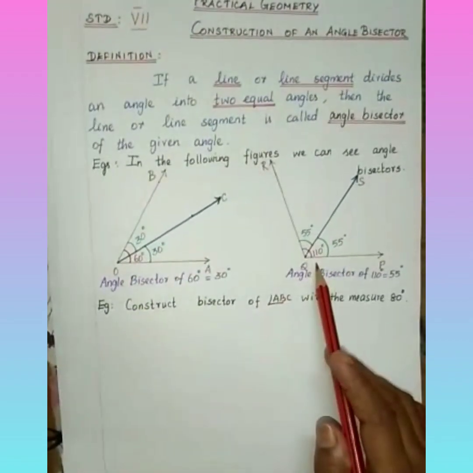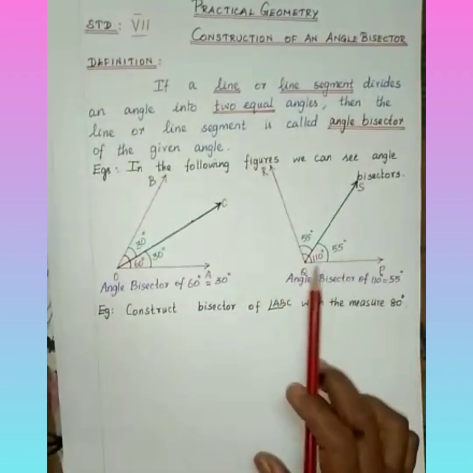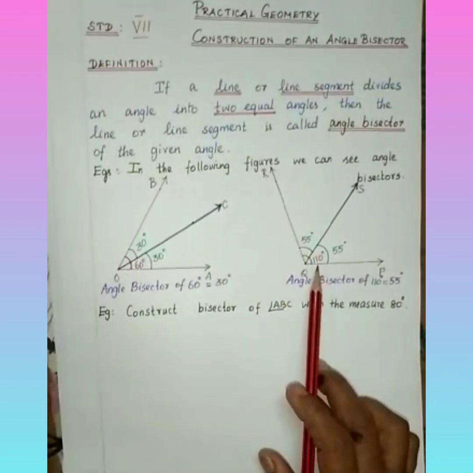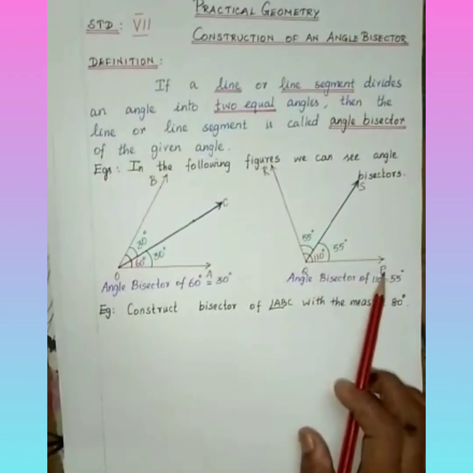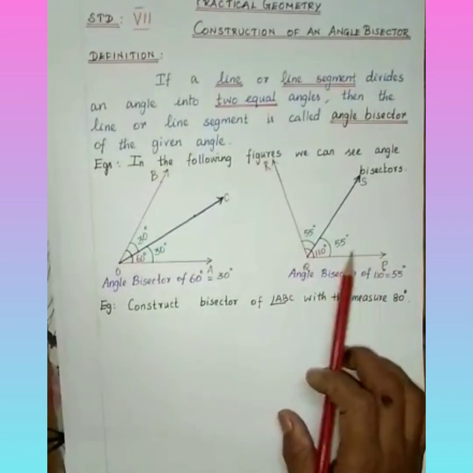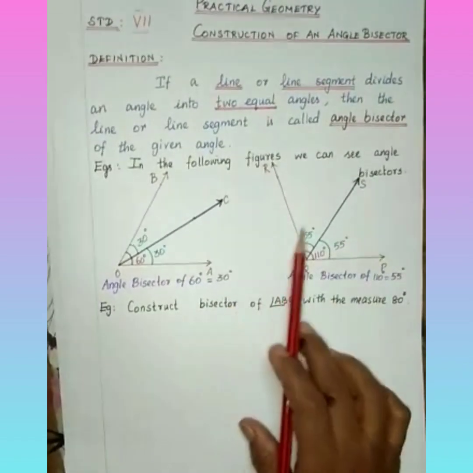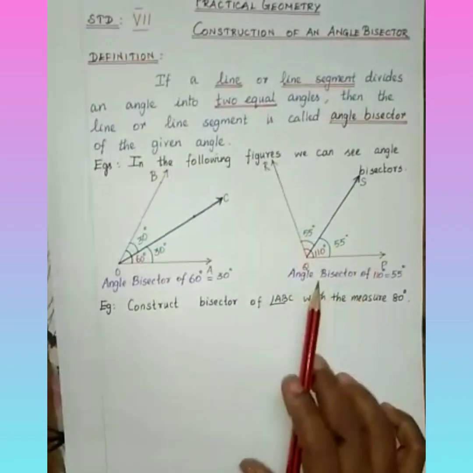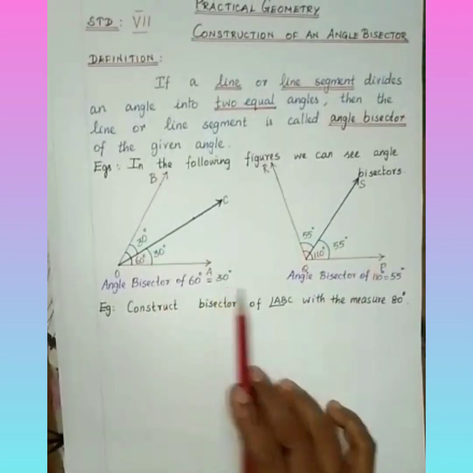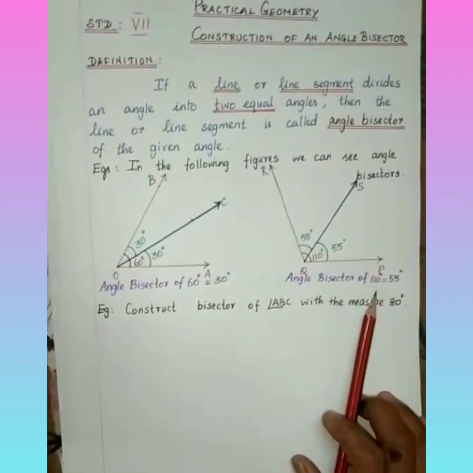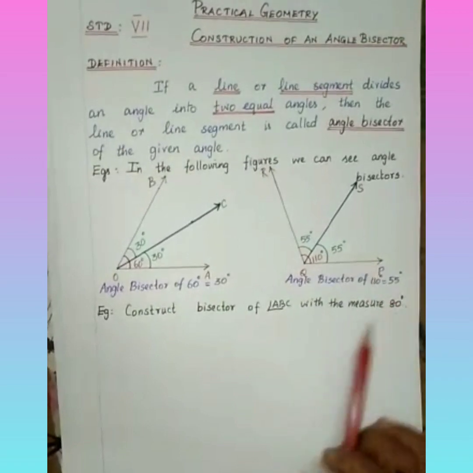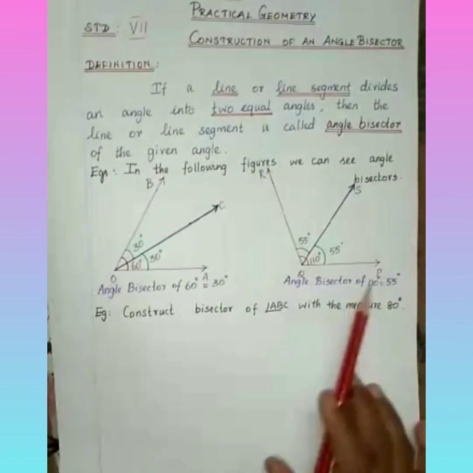One more example: PQR is 110 degree. Here the bisector of 110 degree gives PQS is 55 degree and SQR is 55 degree. Therefore, the angle bisector of 60 degree is 30 degree. The angle bisector of 110 degree is 55 degree. That is exactly half of that angle.